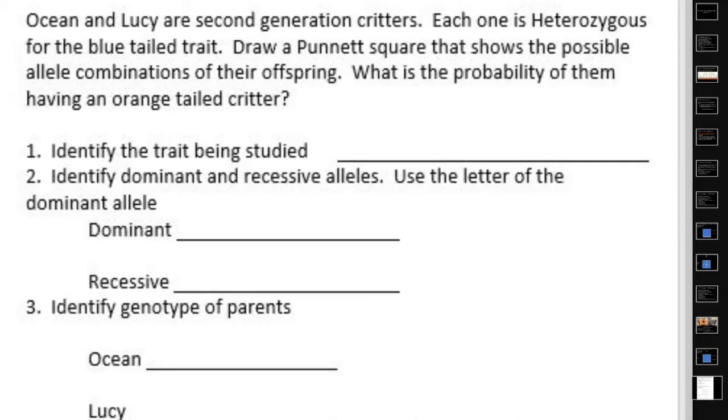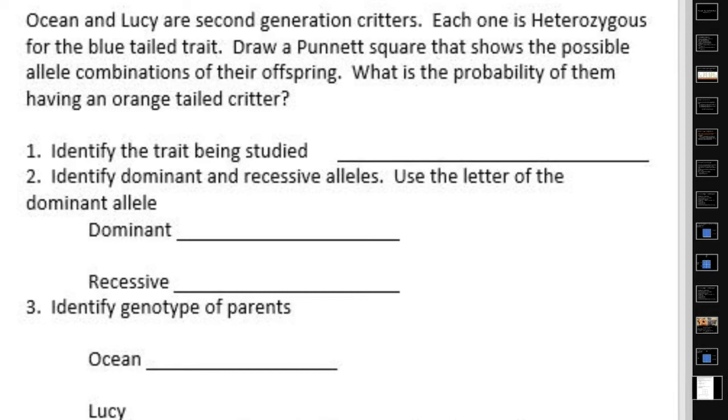In this example, we have two critters. One is named Ocean, one is named Lucy. They're second generation critters, and each one is heterozygous for the blue-tailed trait. What we need to do is draw a Punnett square that shows the possible allele combinations of their offspring and what is the probability of them having an orange-tailed critter.